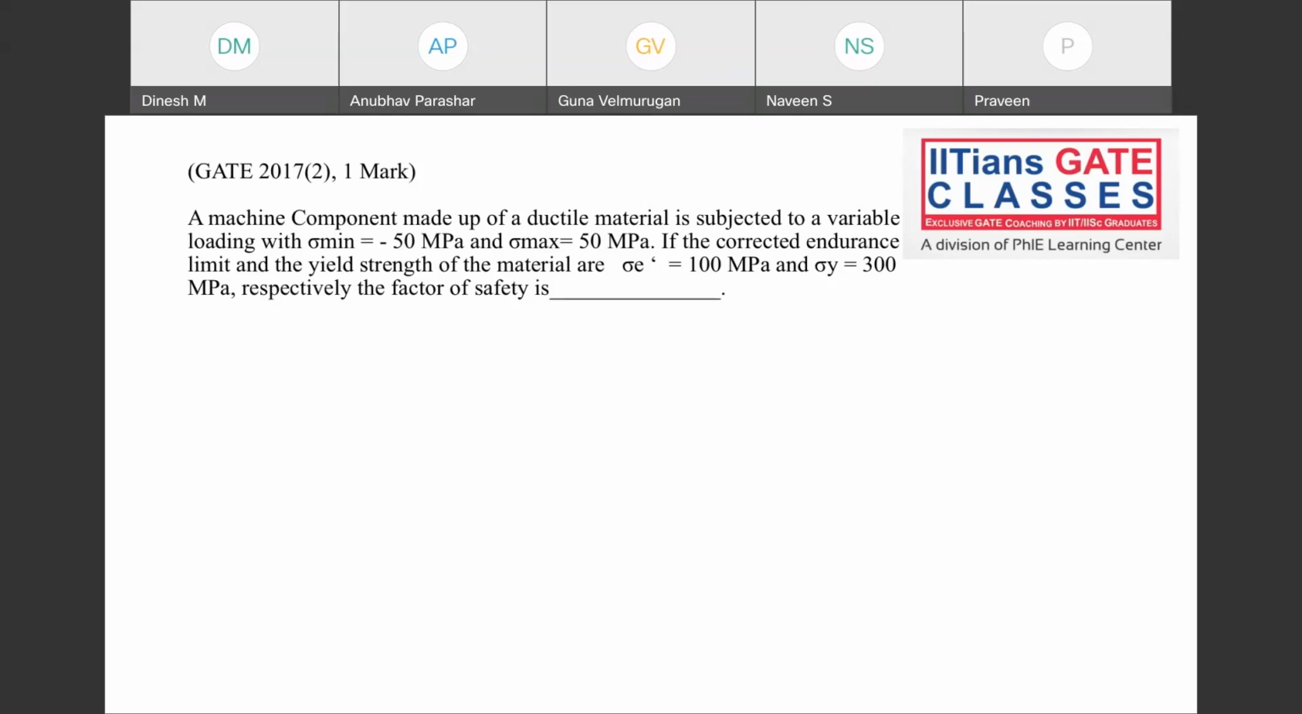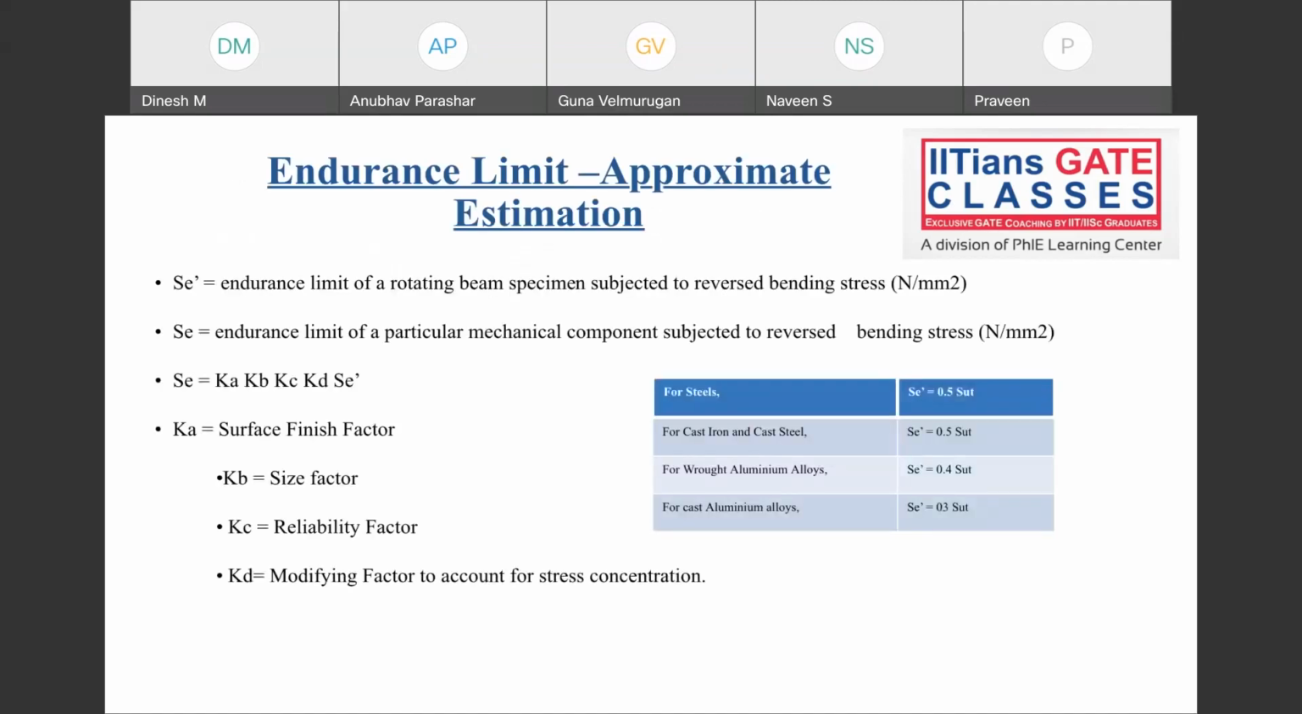So you can see this is a completely reverse stress, right? It is going from minus 50 to plus 50. If it is going from minus 50 to plus 50, it means it is a complete reverse stress, right? You are already given the corrected endurance limit. So what is the meaning of corrected endurance limit?